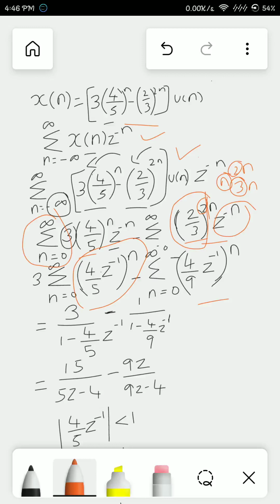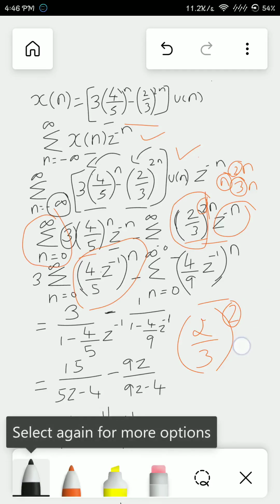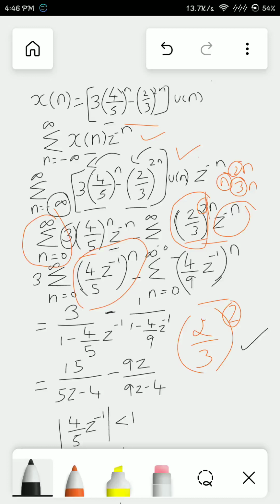Here also we did the same, and then here, as it was 2 by 3 whole to the power of 2n, first you don't consider this n, consider this 2 first. If you consider only 2 by 3 to the power of 2, it would look like a square. That is why we did the square of this 2 by 3, that is 2 by 3 whole square, which will lead you to 4 by 9, that is z inverse 4 by 9.